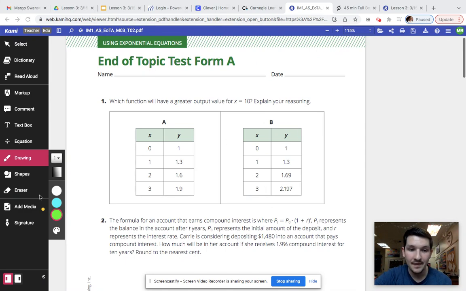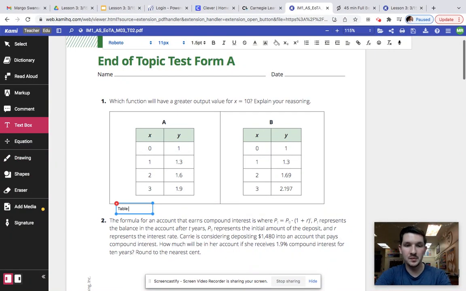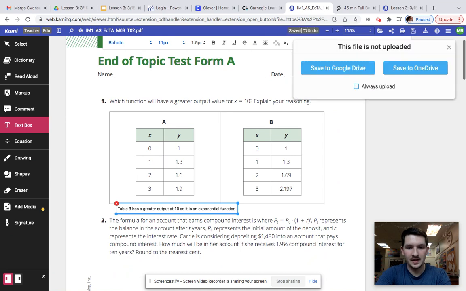And so what I would have to make sure you have on this is something along the lines of this. Table B has a greater output at 10 as it is an exponential function. You can say that at 3, table A is at 1.9 when table B is at 2.197. So something along the lines of that.